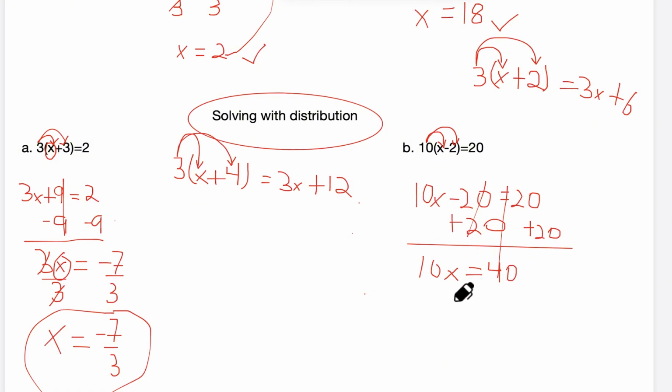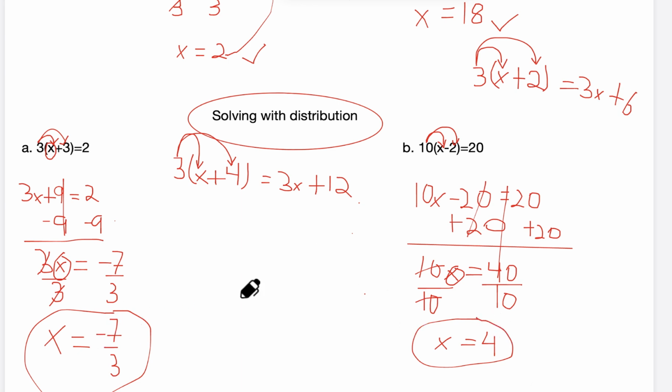Okay, now 10 times x, we're still finding the value of x. The opposite of times is to divide. So divide both sides by 10. So x will be equal to 40 divided by 10, which is 4. And that's my other solution for letter B.